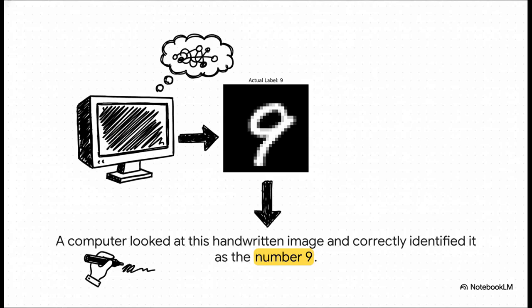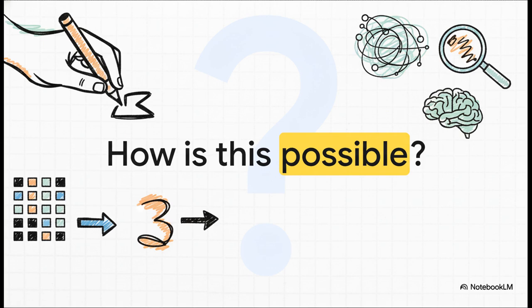Okay, so check this out. It's a handwritten number 9, right? Kind of loopy. A computer, the very AI model we're about to break down, looked at this exact image and knew it was a 9 instantly. No human help, nothing. Just pure computation. And that's the big question, isn't it? How is that even possible?